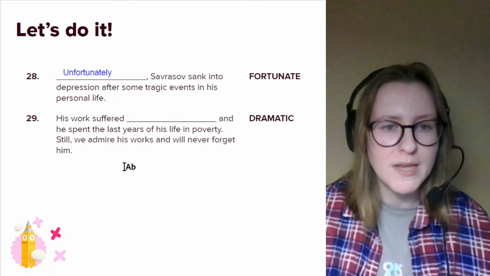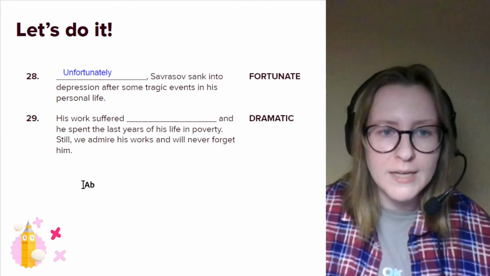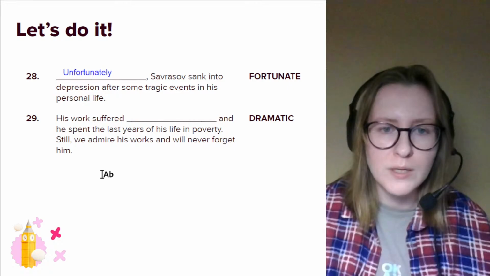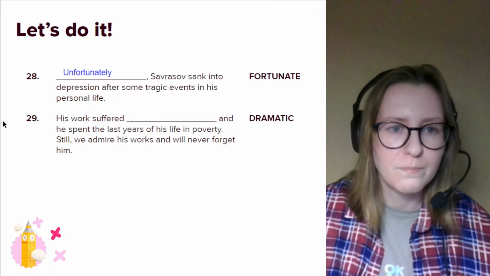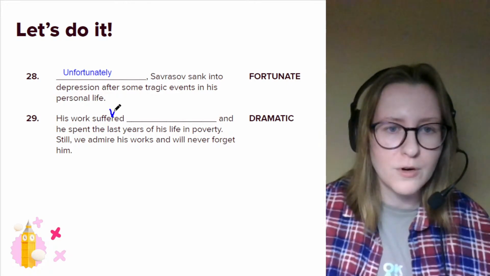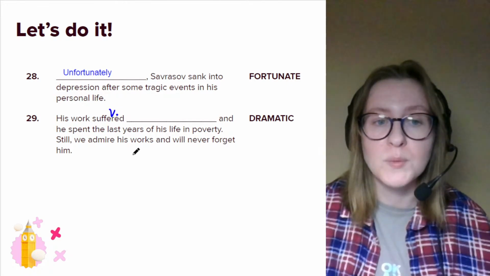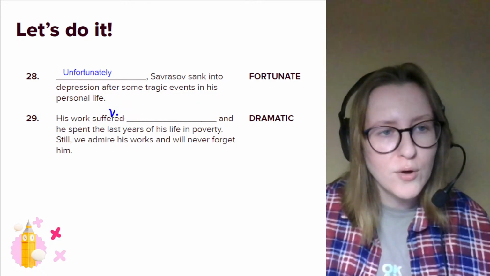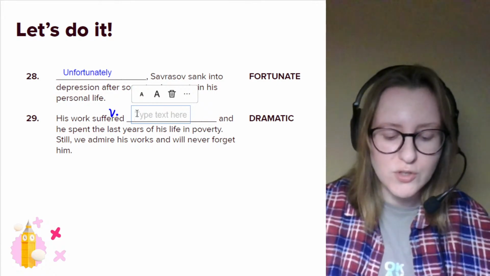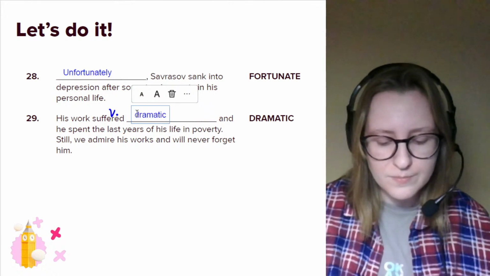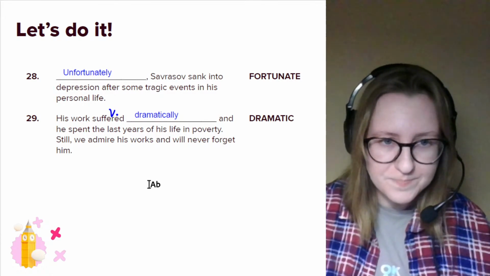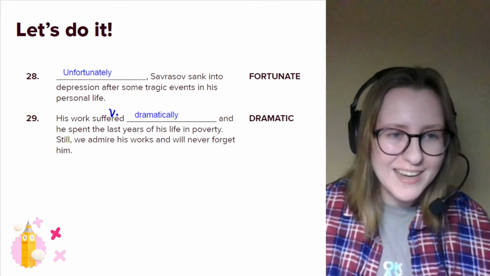Okay, and last one here. His work suffered and he spent the last years of his life in poverty. Still, we admire his works and will never forget him. Right, so our gap is after a verb, suffered, and it describes it. His work suffered. How? We need an adverb because suffered is not a sense verb, so the adverb is dramatically. His work suffered dramatically.